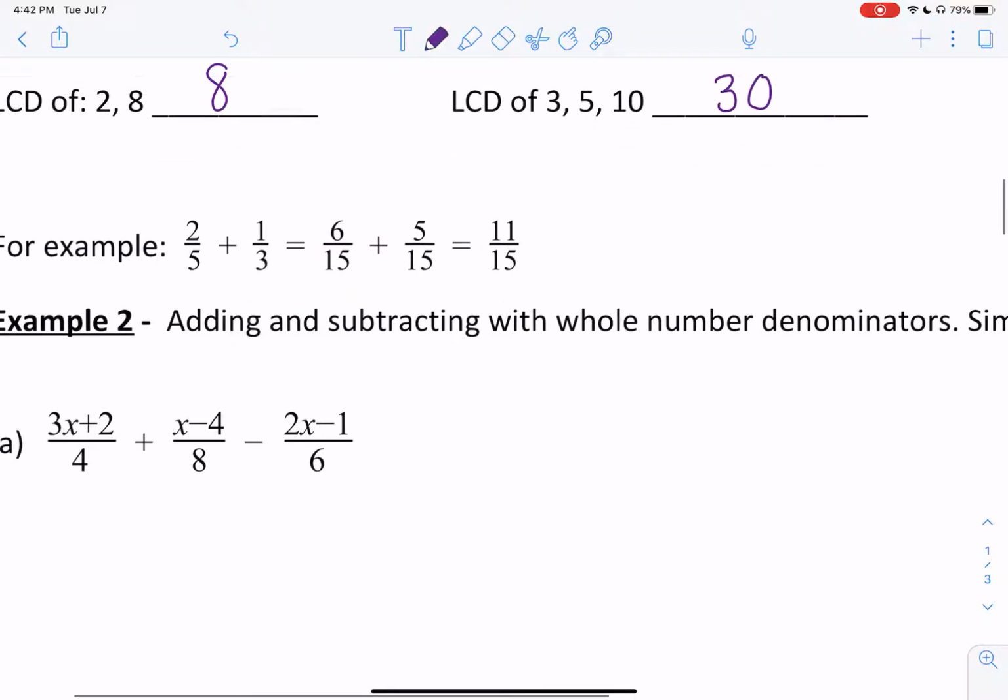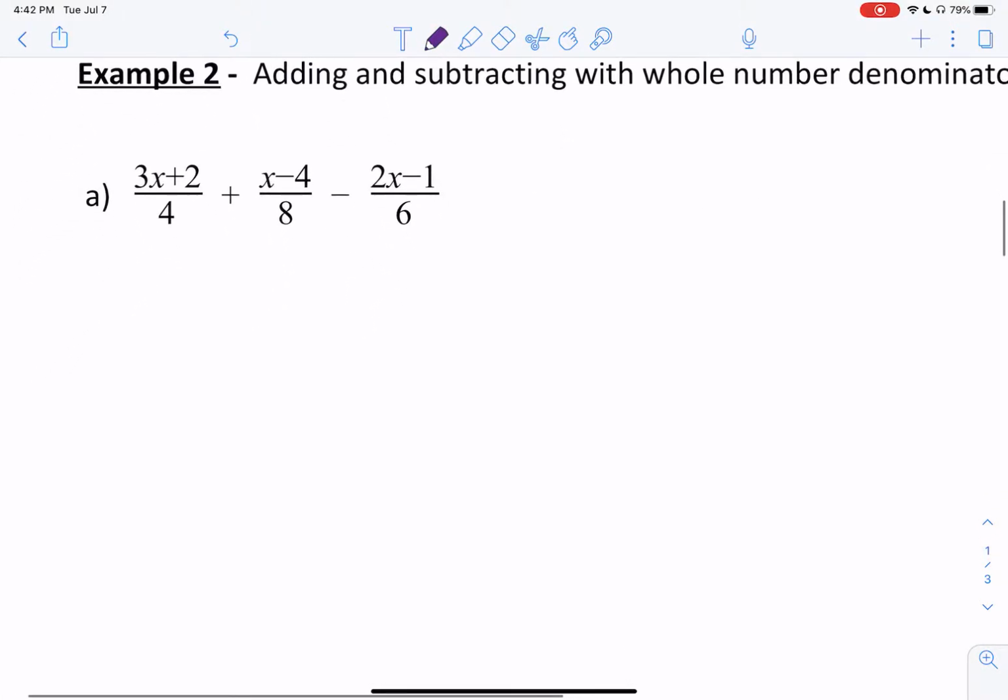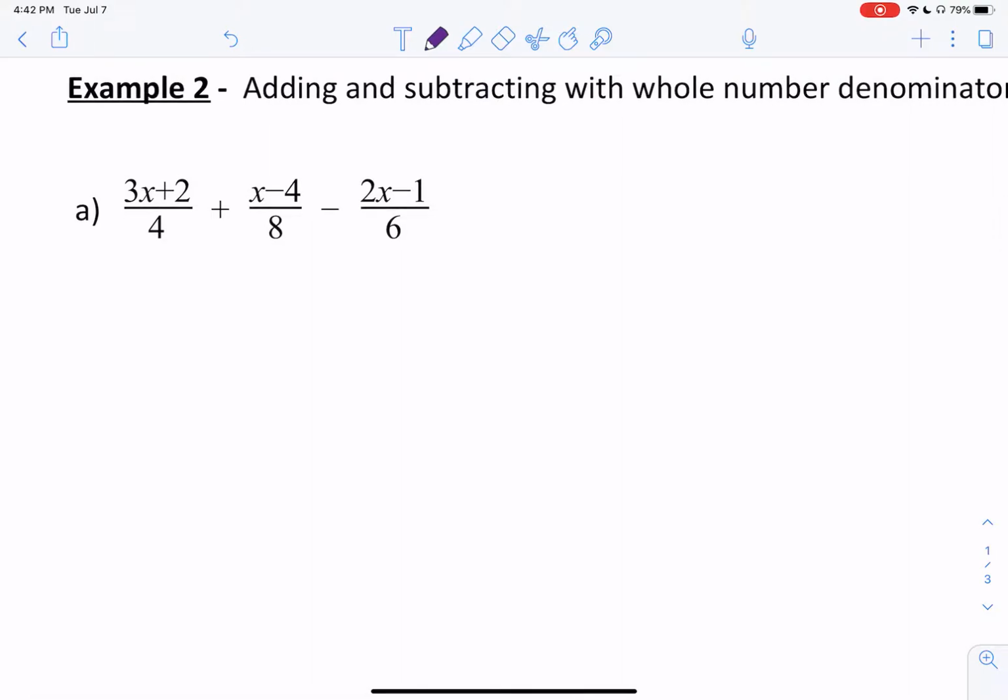So now let's try making a common denominator. So for this example, we have 3x plus 2 over 4, x minus 4 over 8, and 2x minus 1 over 6. So our lowest common denominator here is going to be 24. So now I need to think of what I can multiply each of these by in order to get 24. So I'd have to multiply my 4 by 6. And if I multiply the top by 6, I need to multiply the bottom. Oh, sorry, the other way around.